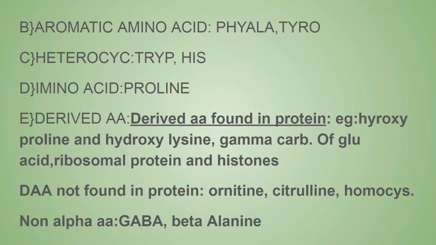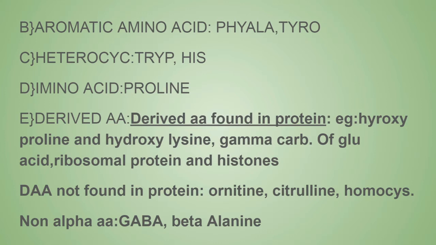Collagen is a protein. Gamma carboxylation of the glutamic acid residues of the protein is important for the clotting process. Ribosomal proteins and histones are also modified; they are methylated and acetylated after their formation. Now the derived amino acids not found in protein: some derived amino acids are seen free in the cells. For example, ornithine, citrulline and homocysteine. These are mainly produced during the metabolism of amino acids, mainly in the urea cycle.